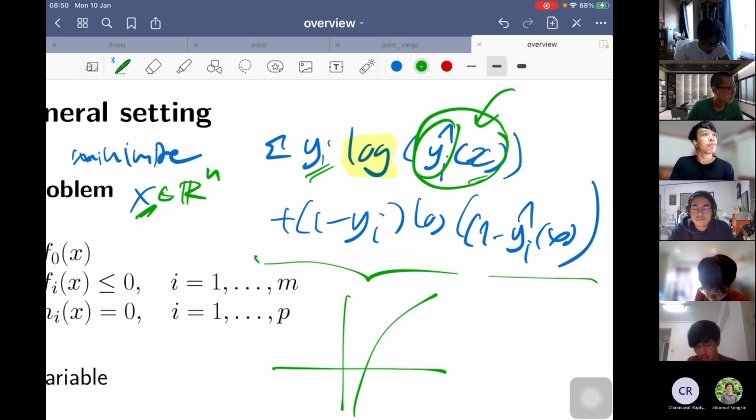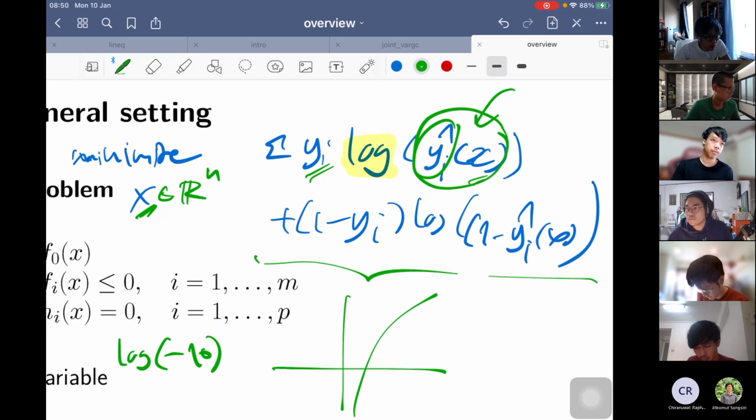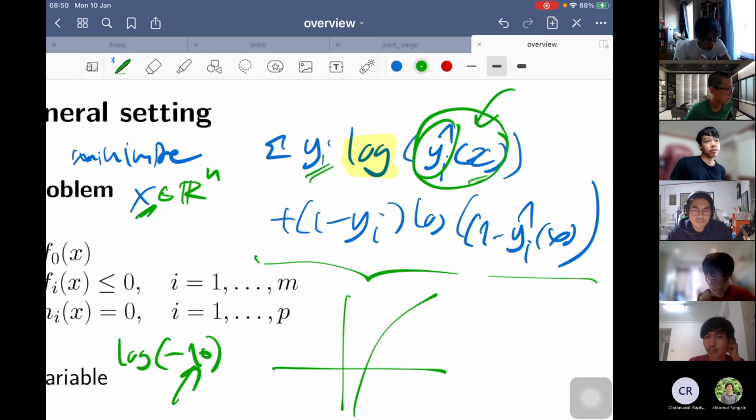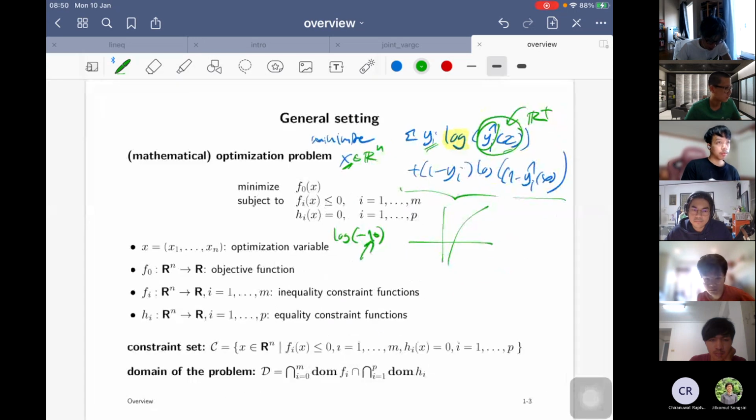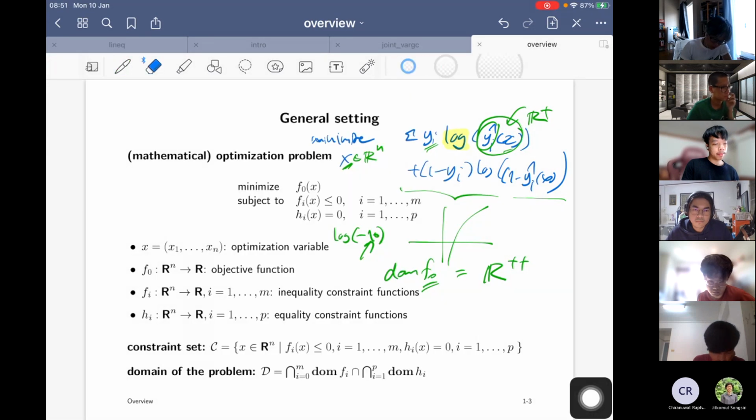Log has a domain, right? Log of -1, -10, of course, is not in our interest because these return complex numbers. So when we restrict ourselves to real vectors, the log function has an implicit domain that only takes a positive argument. In this example, the domain of your objective function is a vector R. Sorry, non-negative, positive vector R. Okay.